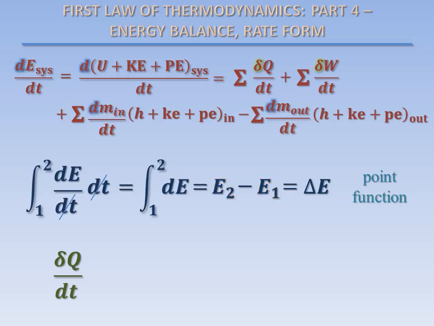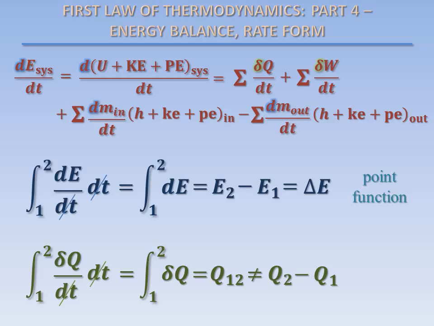Now let's integrate the rate of heat transfer from time 1 to time 2. Again, the delta t's cancel out. However, in this case, the result is simply equal to the total heat transferred from time 1 to time 2. Note that it's not equal to Q2 minus Q1. This would make no sense because heat is not a property of the system. In other words, there is no heat contained in the system at state 1 or state 2.